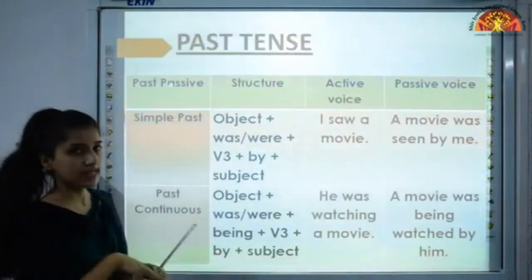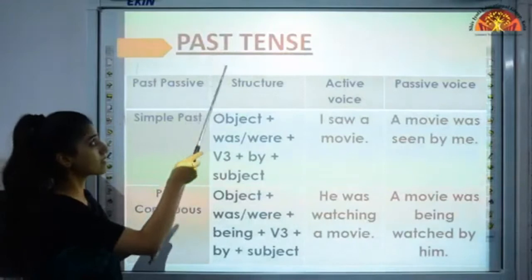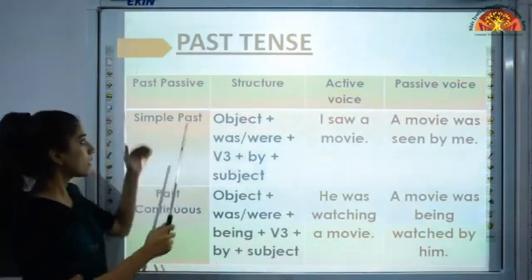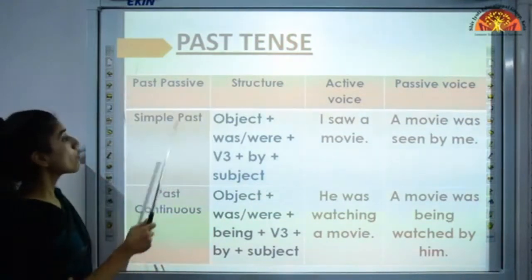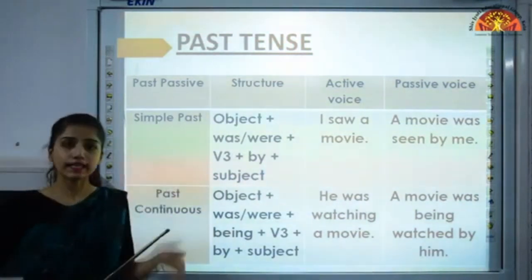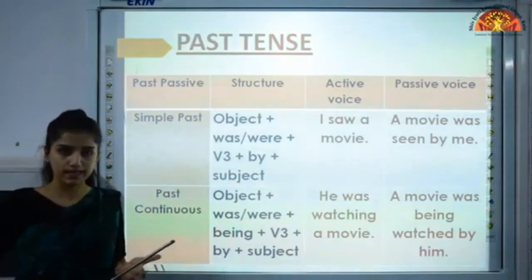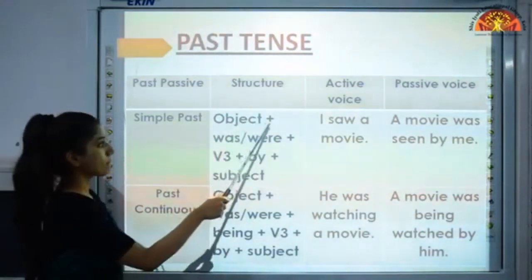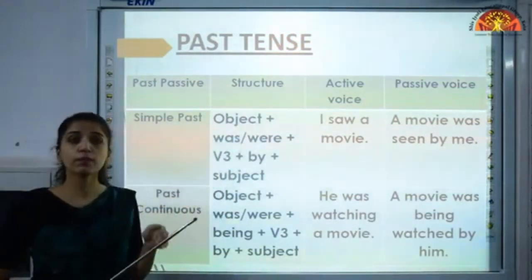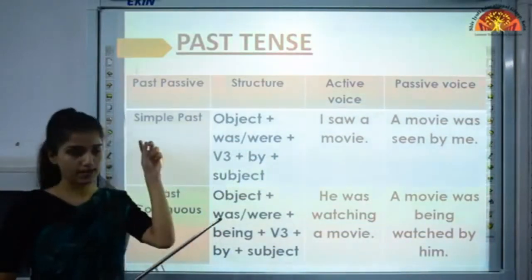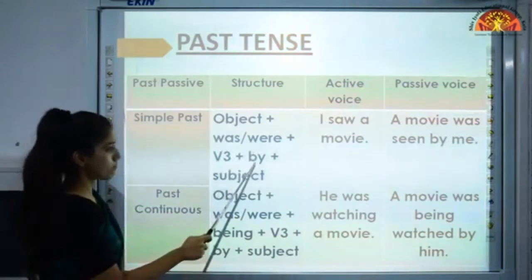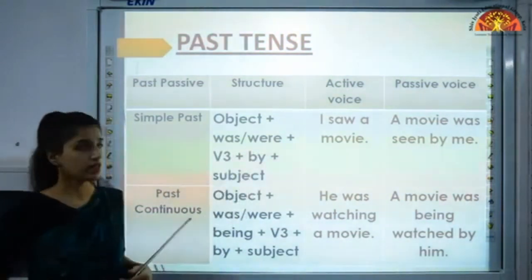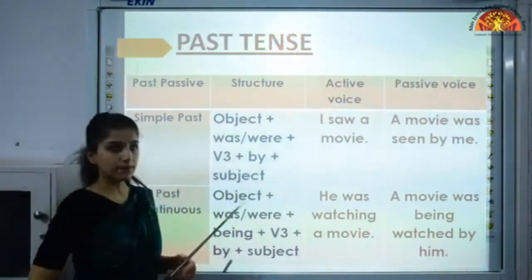Coming to the second type, that is past tense. And in past tense we are going to see the simple past tense first. So the structure for converting active into passive for simple past tense is object plus was or were. Was and were because we are talking about the past. So was and were plus third form of the verb plus by plus subject. So now let's see the example.